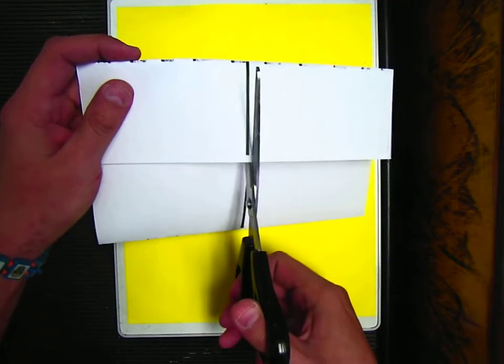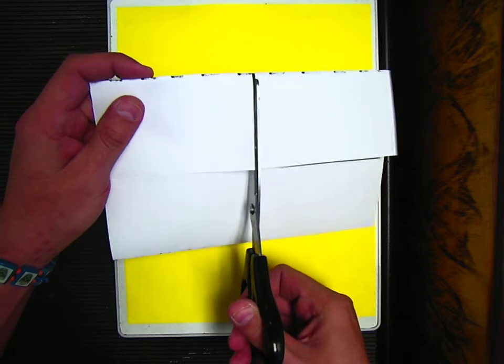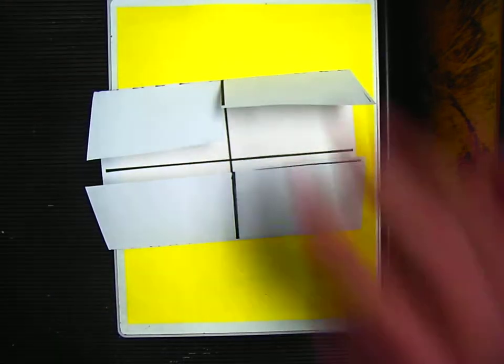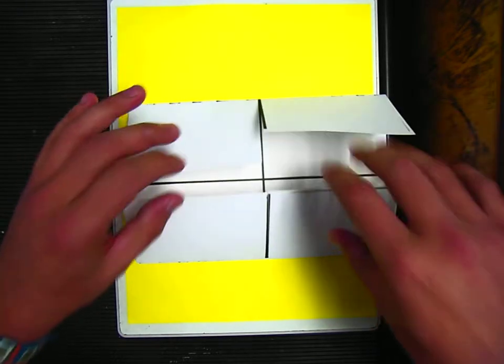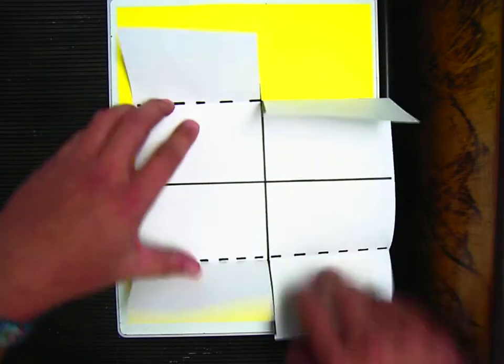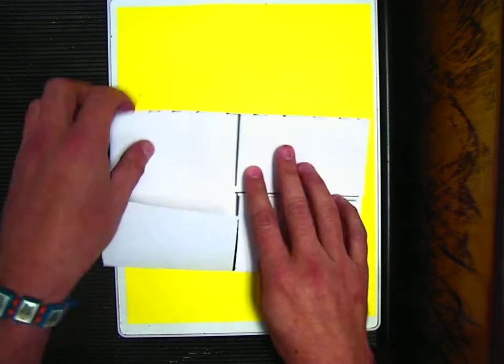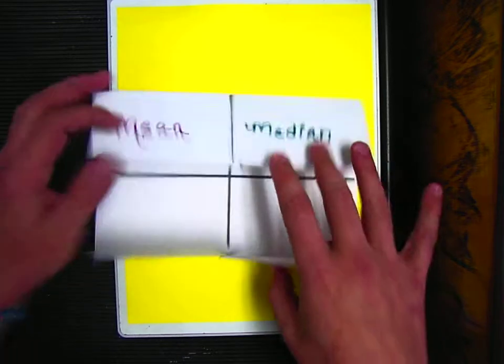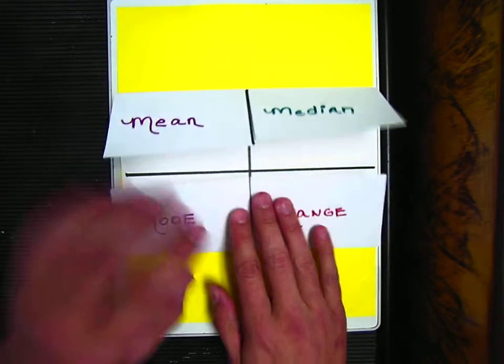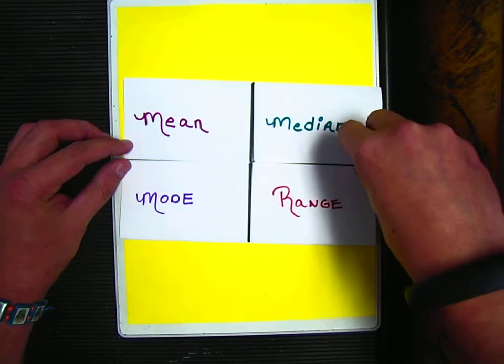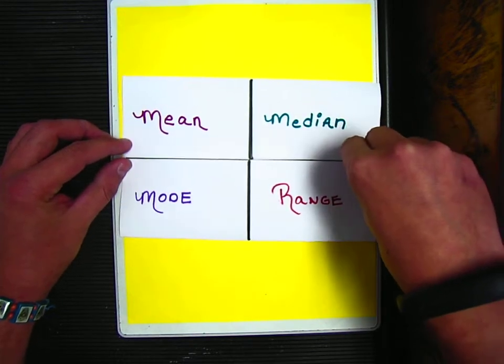There really is no upside down, so as long as it's wider than it is taller, you're good. So now you should have these little windows here, these little four flaps that open up individually. And what we're going to do here is now we're going to title these outside of the windows. The outside of the windows are going to be describing the four types of measurements we use for data analysis. They are mean, median, mode, and range.